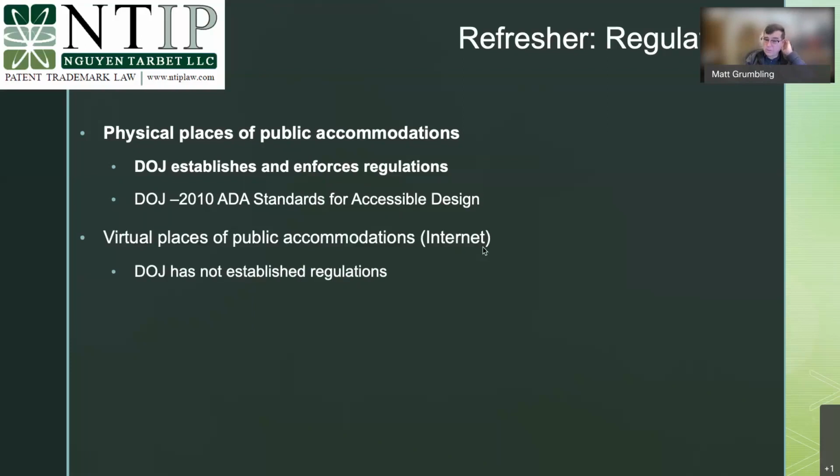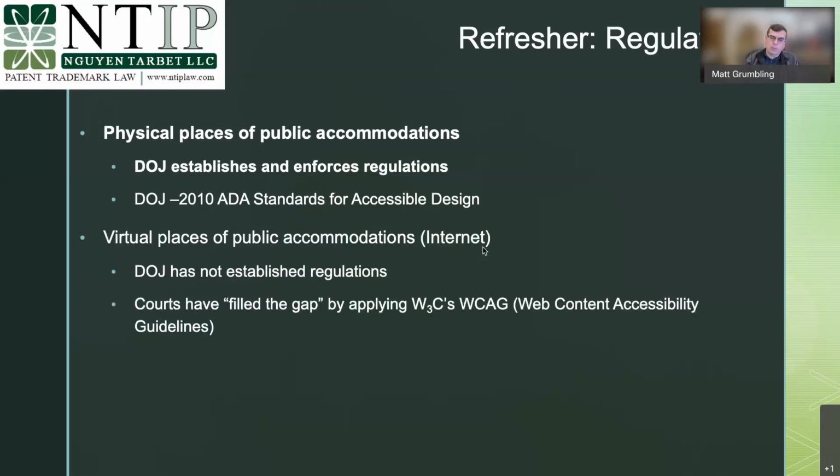The Department of Justice has not established regulations. And you might think, well, that means that there are no regulations. Well, sorry. The courts have filled that gap by applying the World Wide Web Consortium's Web Content Accessibility Guidelines, WCAG. And none of that's terribly pretty. I think I'll just refer to them as the guidelines from here on out, but the WCAG are the guidelines that I'm referring to when I'm talking about the internet.